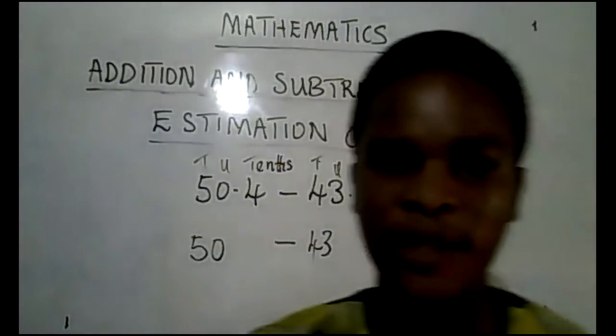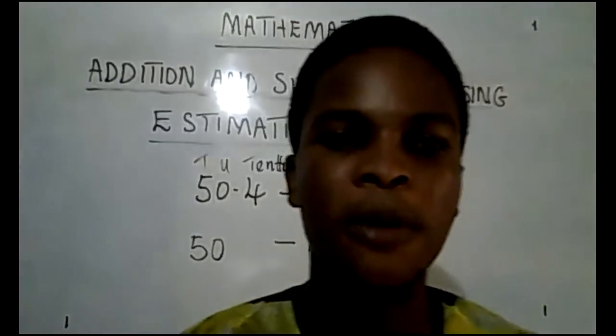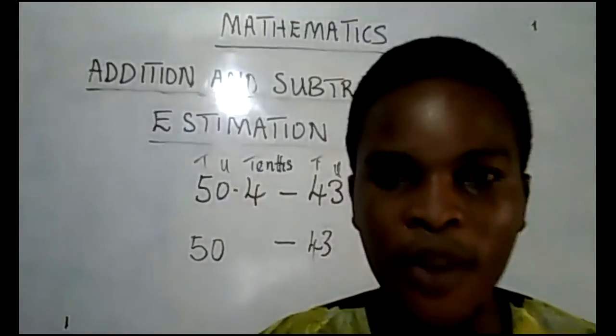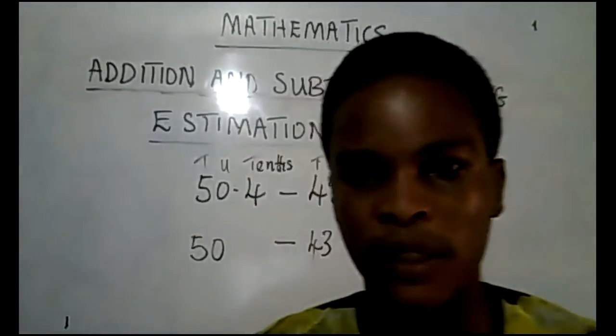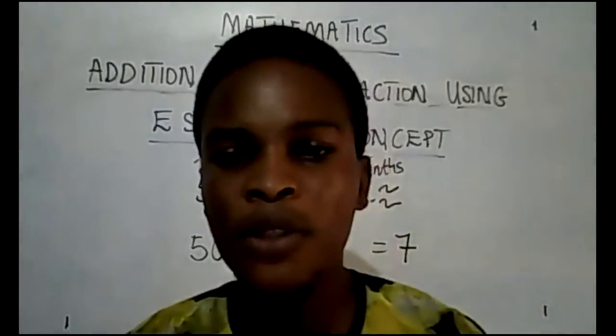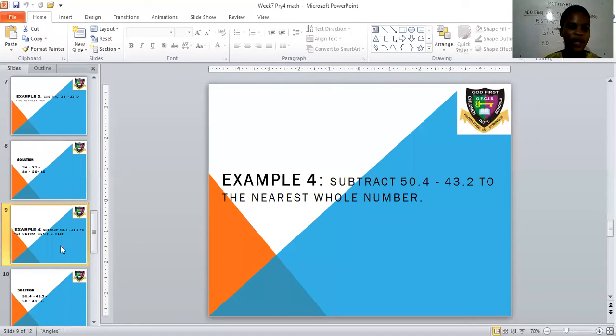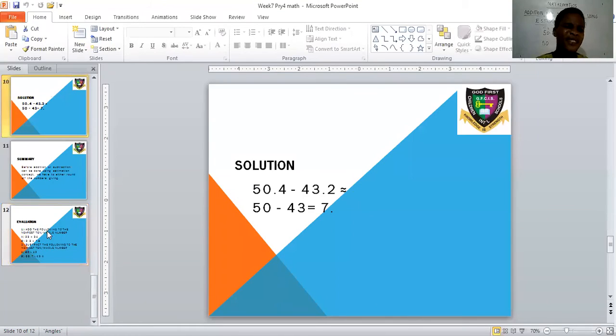Are we getting it? Good. So whenever you are asked to subtract any figure that is a decimal number using the estimation concept, the first thing, just like I told you earlier, is to first convert such decimal number to the nearest whole number before you start working on it.